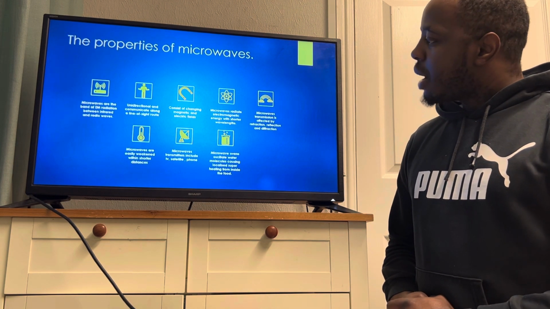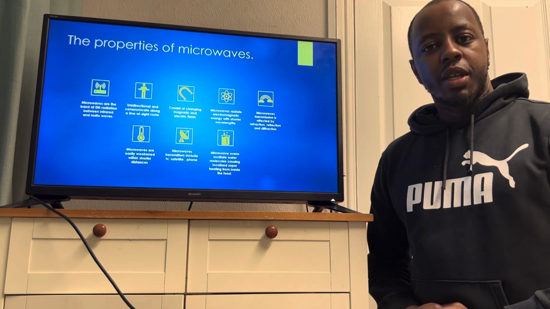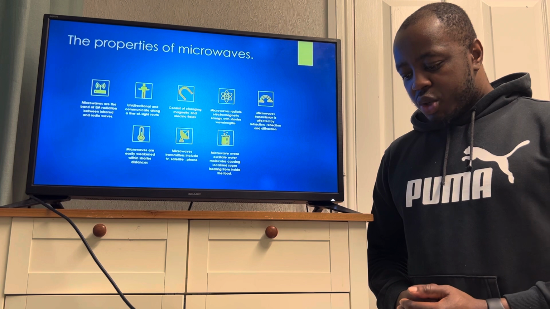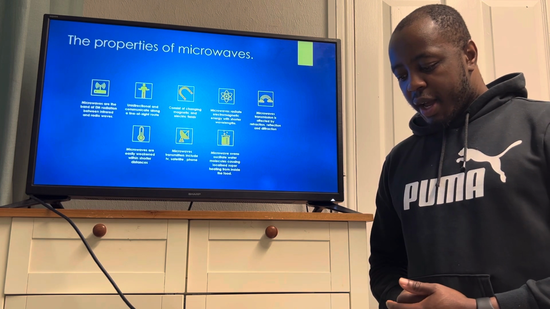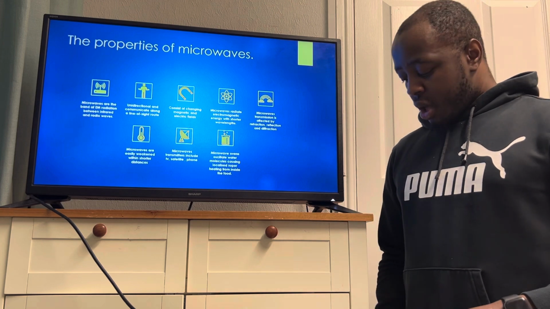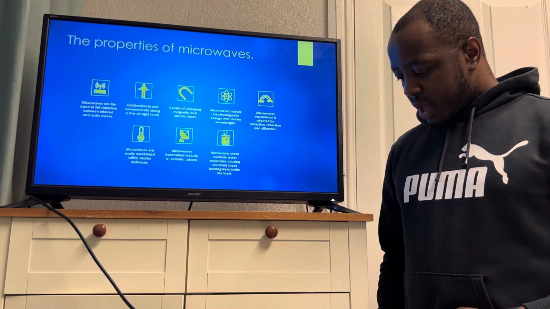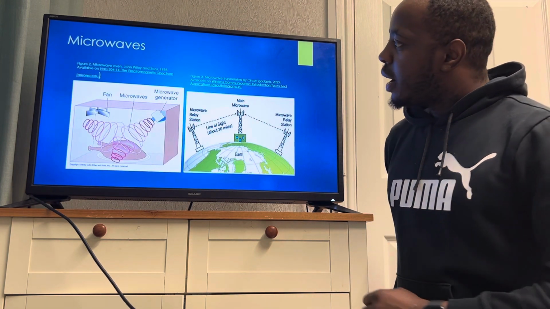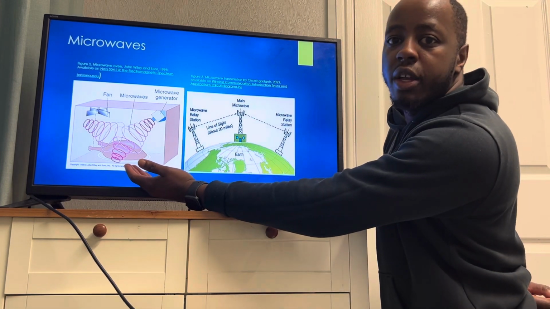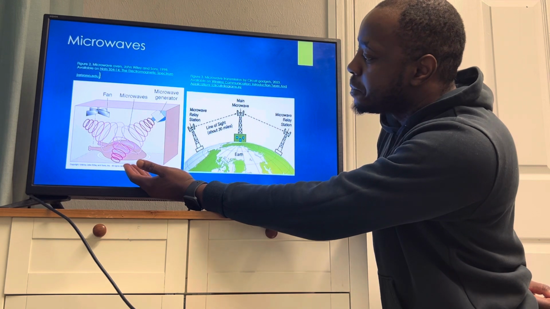Then we've got microwave ovens as well, the domestic microwave ovens we all use at home. Microwave ovens oscillate water molecules, causing localized superheating from inside the food. Okay, again, we've got a diagram there of this will be our illustration of a domestic microwave, right?